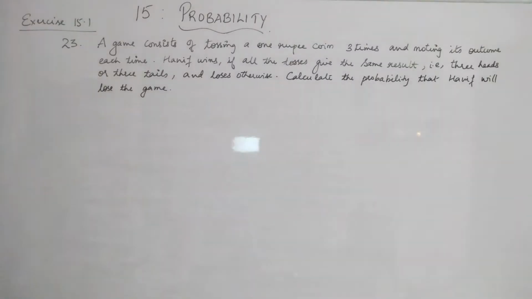Okay. Question number 23 is, a game consists of tossing a 1 rupee coin 3 times and noting its outcome each time. Hanif wins if all the tosses give the same result, that is 3 heads or 3 tails, and loses otherwise. Calculate the probability that Hanif will lose the game.